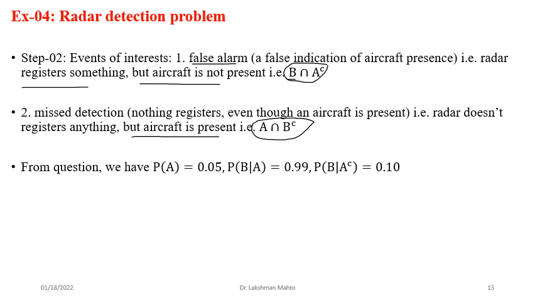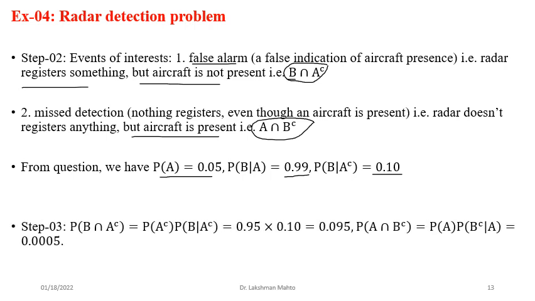Further, from the question, it is already given that the presence of the aircraft is 0.05. Probability of B given A: if the aircraft is present in a certain area of the radar, what is the probability that radar will register? It is 0.99. And one more piece of information: if the aircraft is not present, apart from that, radar registers something with probability 0.10. So this information is given in the question, and we just have to calculate the desired probability.